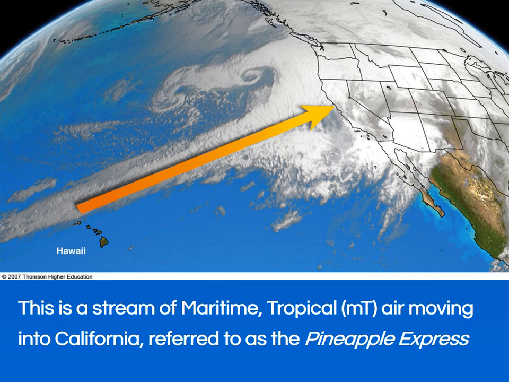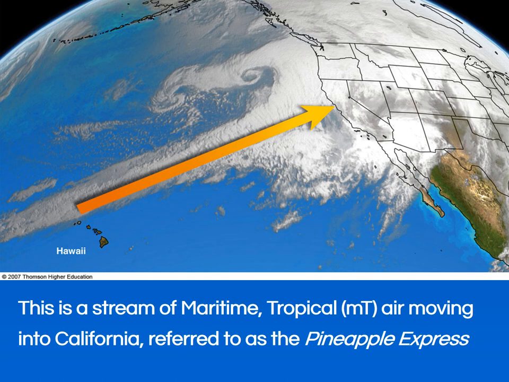Here's figure 8.9 from the book, showing an infrared satellite image, which illustrates maritime tropical air, a stream of it, moving into Northern California on January 1st, 1997. So you see this band of clouds here. This is maritime tropical air that is moving all the way from north of Hawaii into California. So it's very warm and moist.